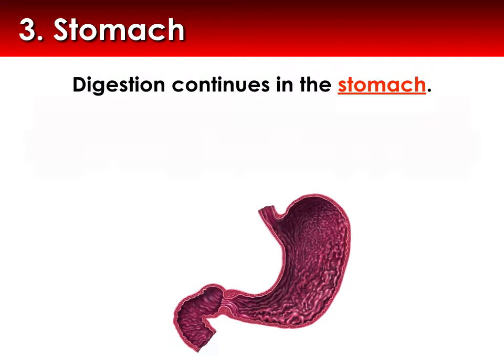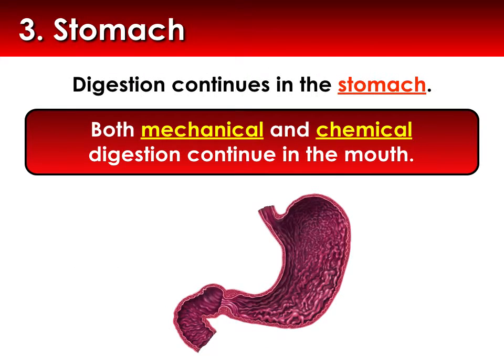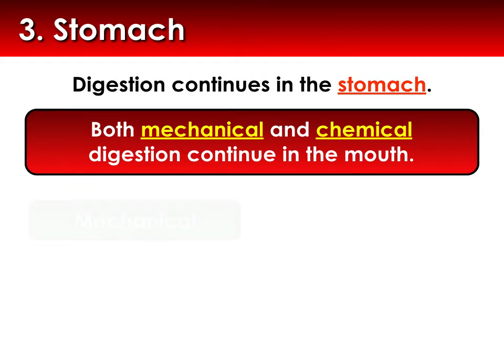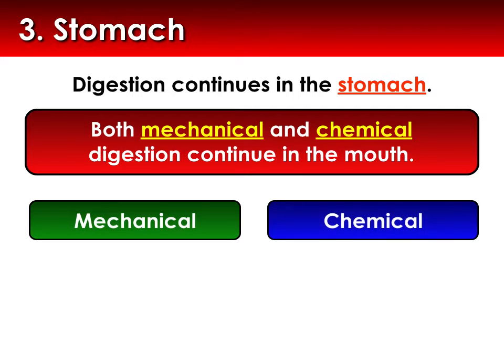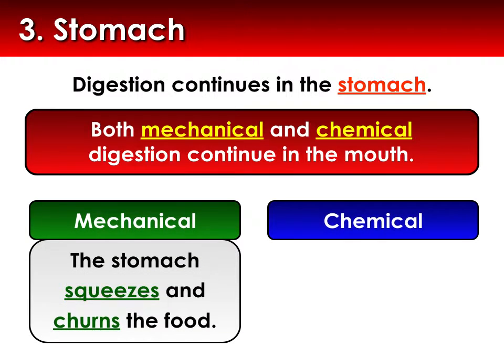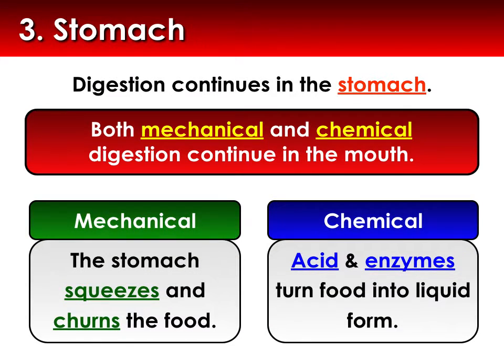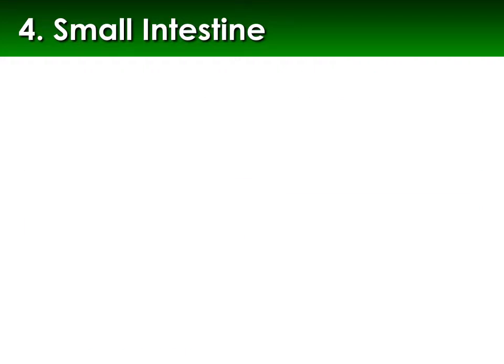Digestion will continue in the stomach, and both mechanical and chemical digestion continue here. That should say stomach, not mouth. For mechanical digestion, the stomach will squeeze and churn the food. And for chemical digestion, acids and enzymes turn food into liquid form.